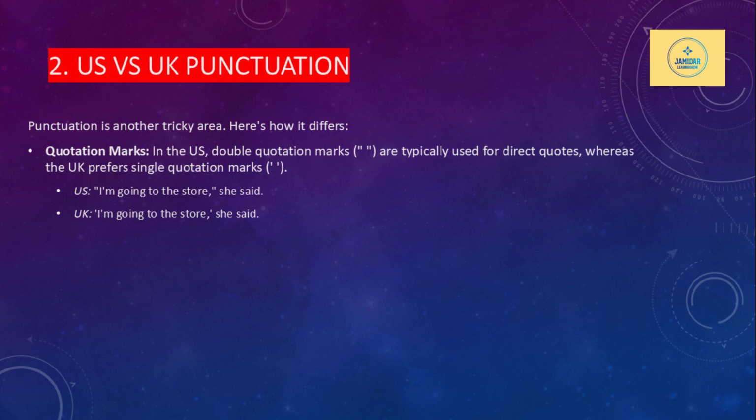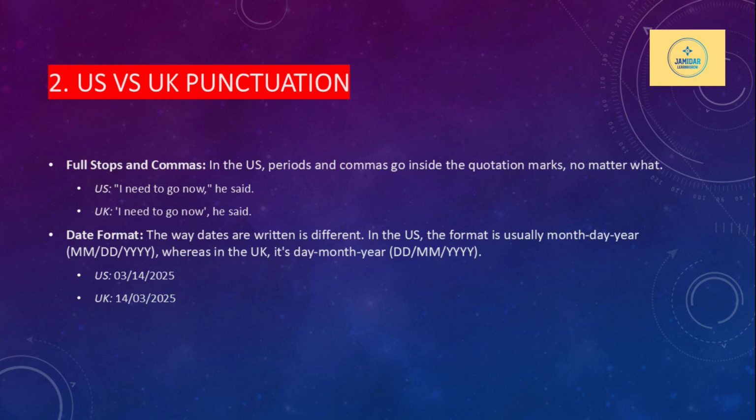Punctuation is another tricky area. In the US, double quotation marks are typically used for direct quotes, whereas the UK prefers single quotation marks. Full stops and commas in the US go inside the quotation marks, no matter what. The way dates are written is different too. In the US, it's month day year, whereas in the UK, it's day month year.